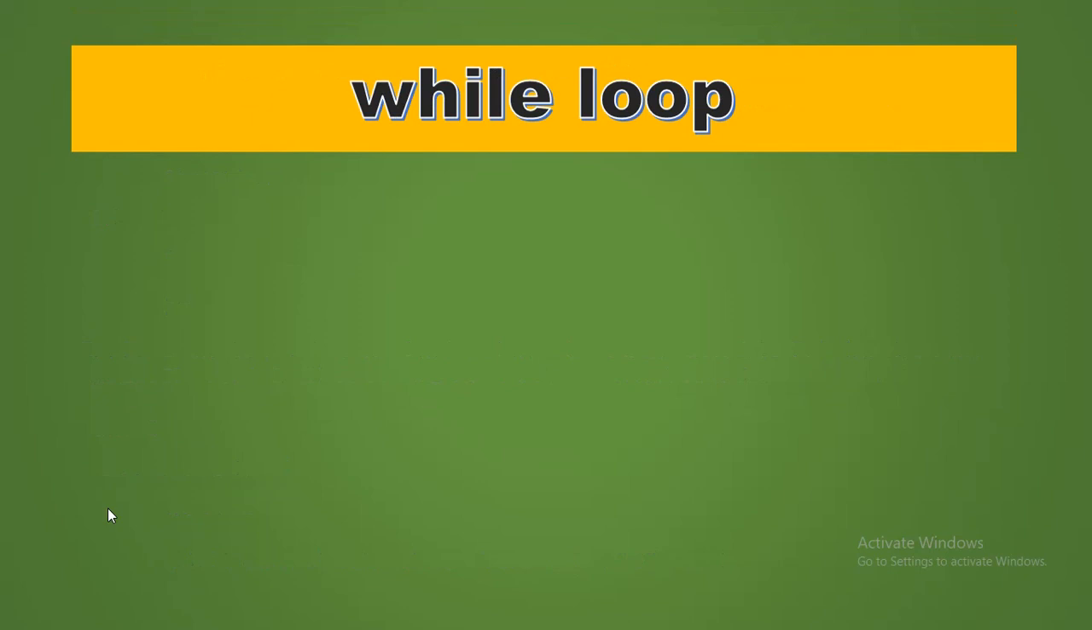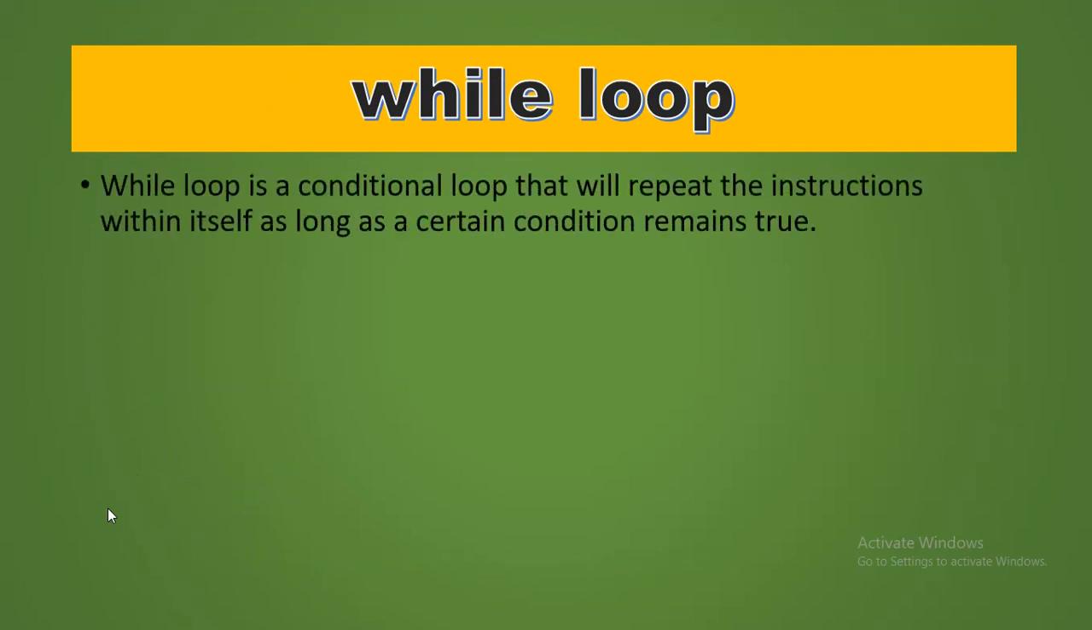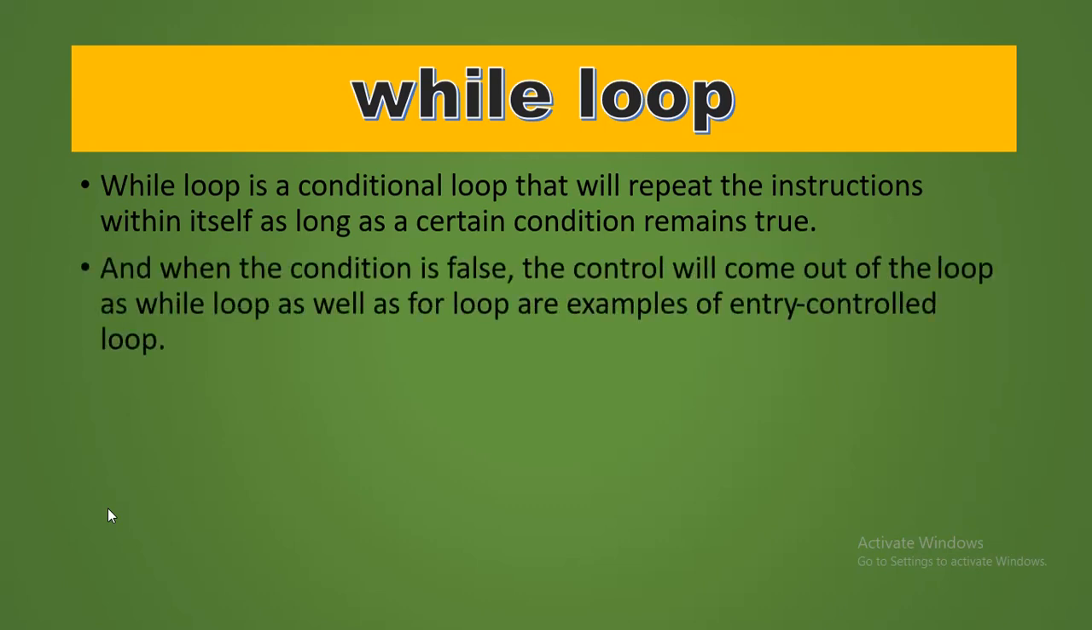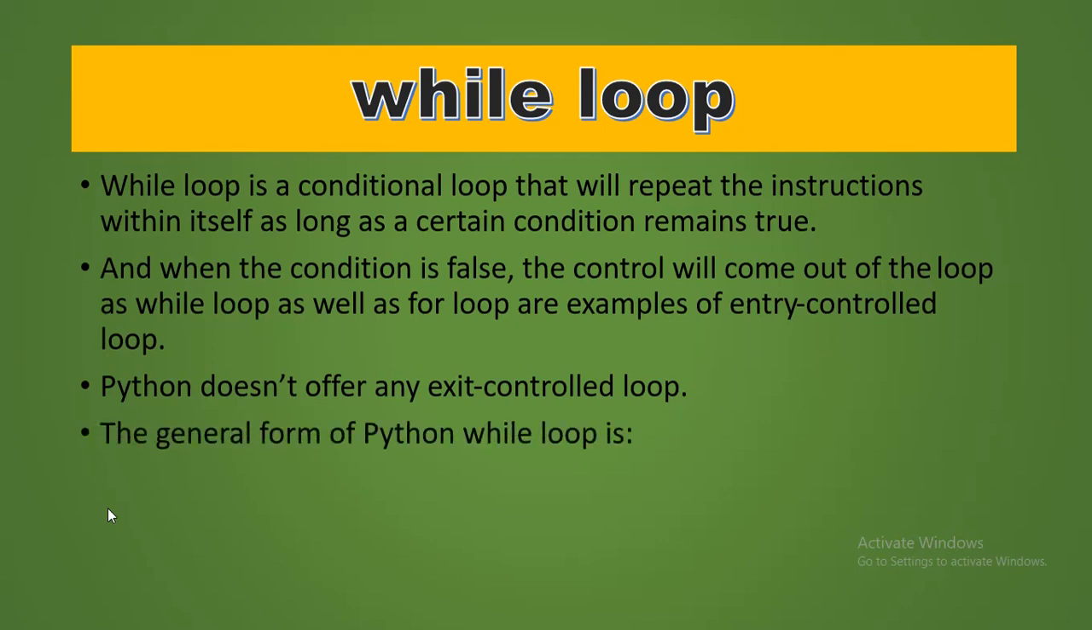Now the next loop or the second loop is while loop, which is also known as conditional loop. That means it will repeat the set of statements until and unless certain condition remains true. And when the condition will become false, the control will come out of the loop. Next point is, for loop as well as while loop are the examples of entry control loop. That means they check the test expression or the condition before entering into the loop, and Python doesn't offer any exit controlled loop.